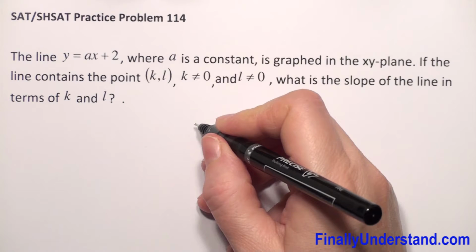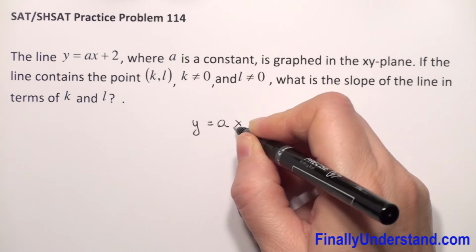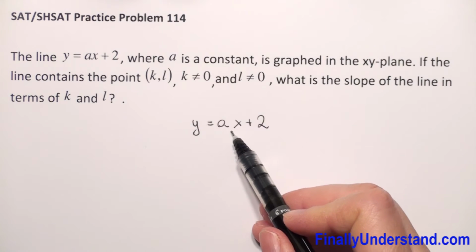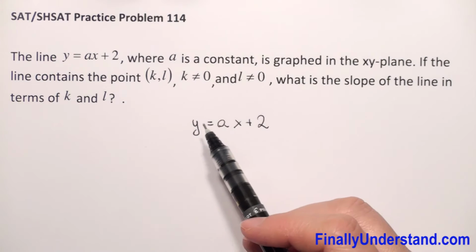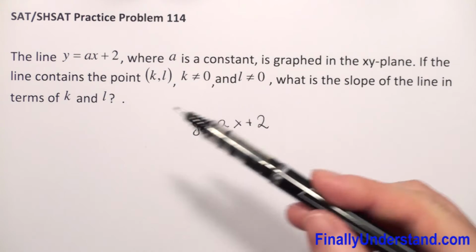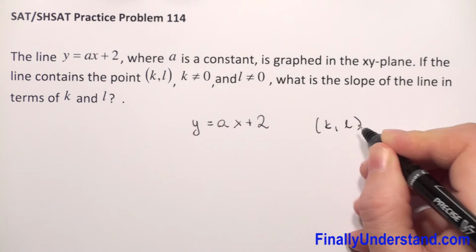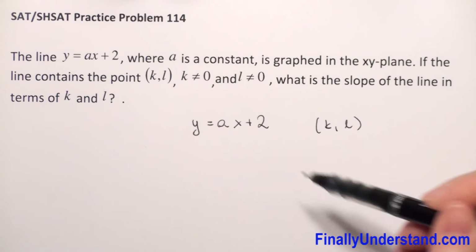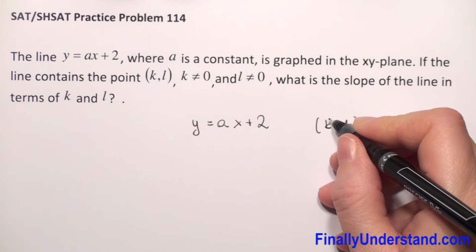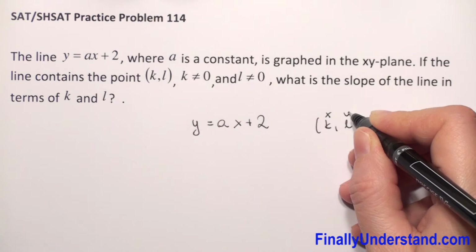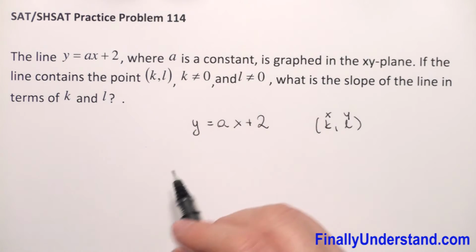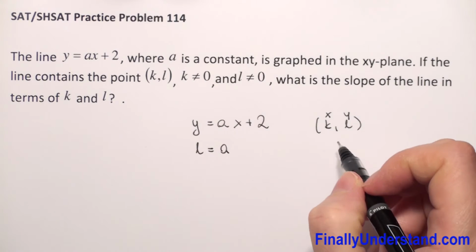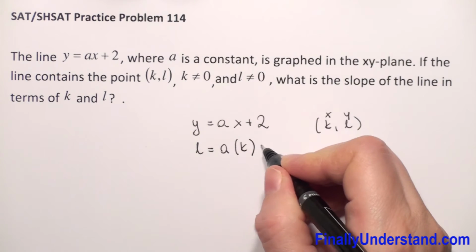So we are given the line y is equal to ax plus 2. The slope is the coefficient before x. What else do we have? We have that the line contains the point (k, L). Because this point belongs to our line, we can substitute the first coordinate by k and the second by L. So y is L, so we have L is equal to a, we copy, x is k, plus 2.